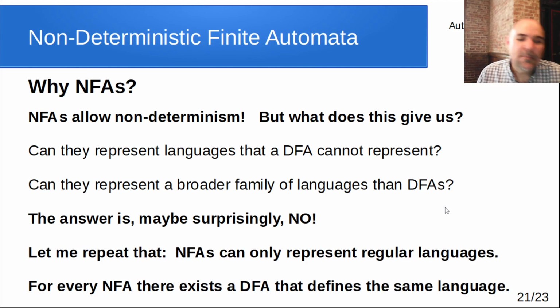I'm going to repeat that again, because somebody is going to answer this wrong on the midterm or the final. Every year I've made this prediction. We'll talk about this over and over again in this class, but NFAs can only represent regular languages, and for every NFA there exists a DFA that defines the same language. They have no additional power just because they allow that non-determinism.